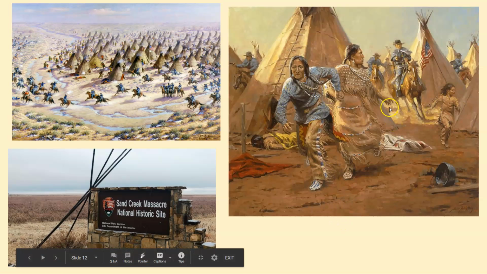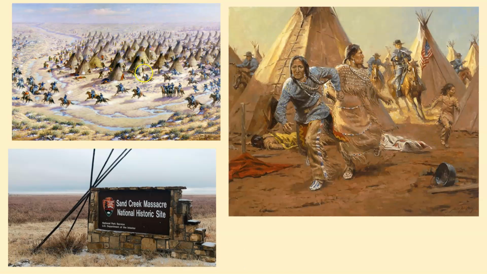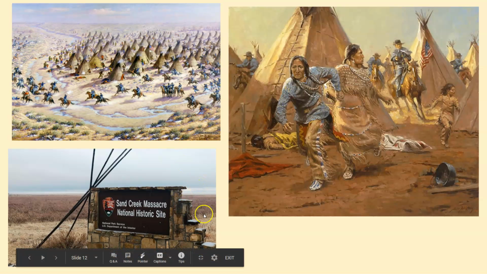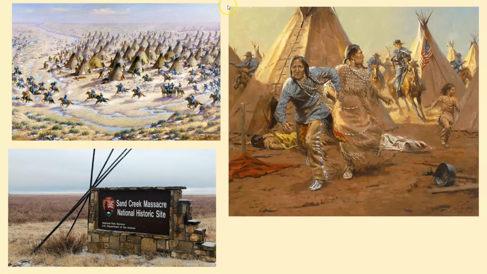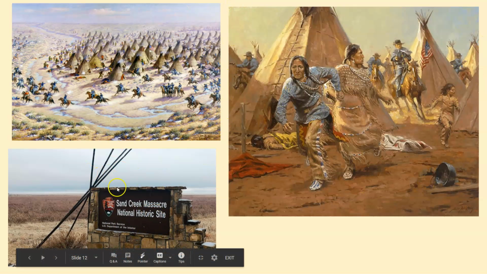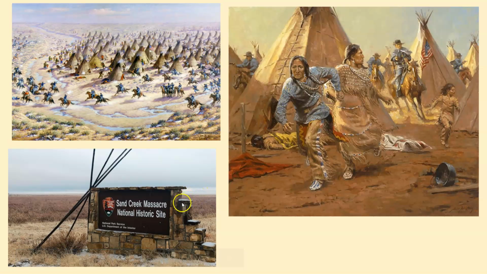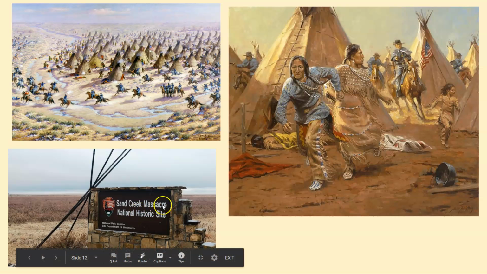At first the U.S. cavalry unit was seen as heroes, and then it was discovered that they were surrendering. It wasn't really a battle. The commander of the cavalry unit was actually kicked out of the army and punished. The Sand Creek Massacre is actually a National Historic Site now, and it's the only National Park site that has the word massacre in it.